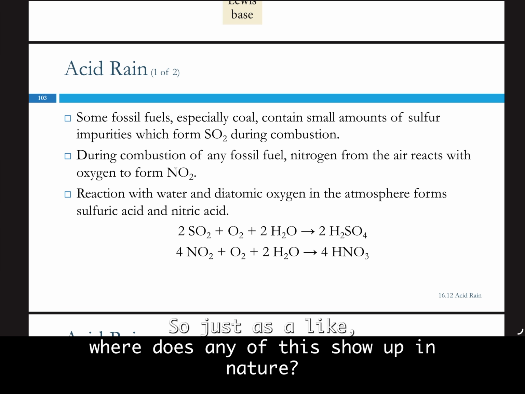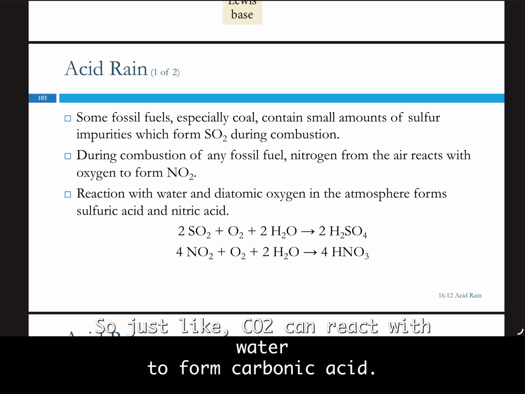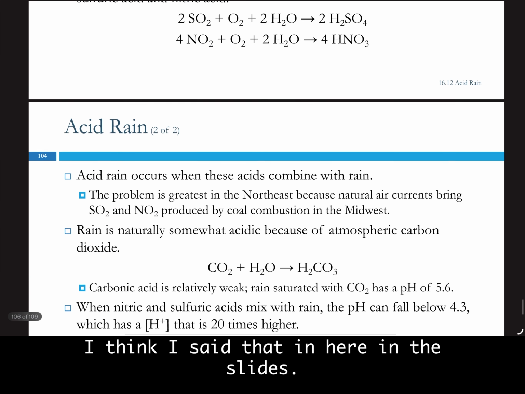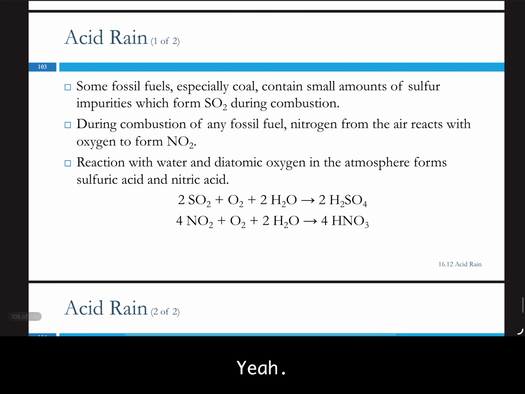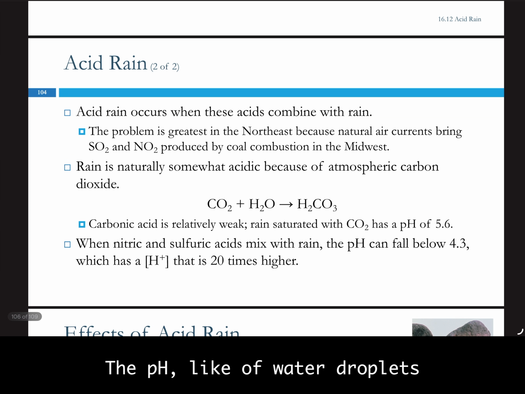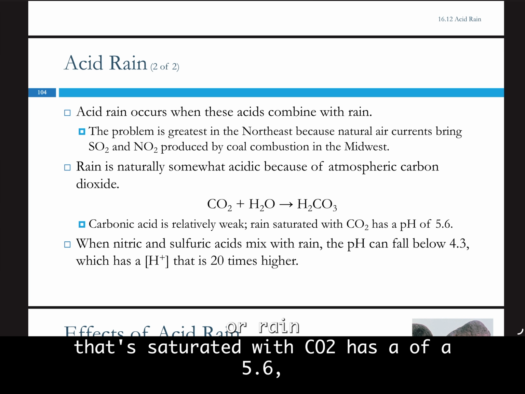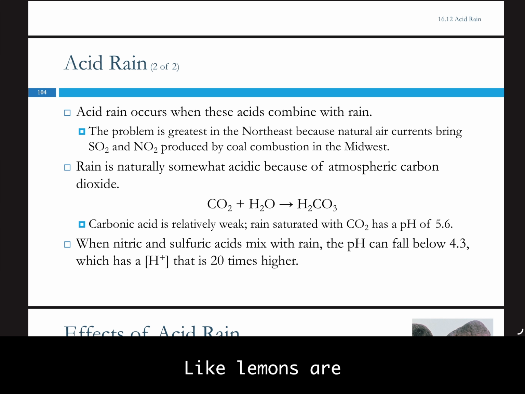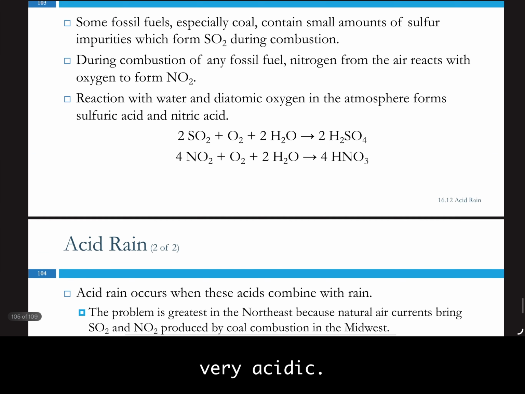So just as a, where does any of this show up in nature? Just like CO2 can react with water to form carbonic acid. Carbonic acid is a relatively weak acid. I think they said, is it in here in the slides? Yeah. The pH of water droplets or rain that's saturated with CO2 is 5.6, which is a little bit acidic, but not too bad. Lemons are like 2, very acidic.